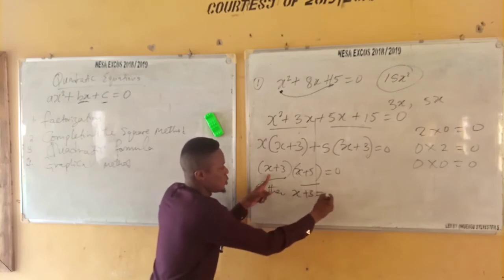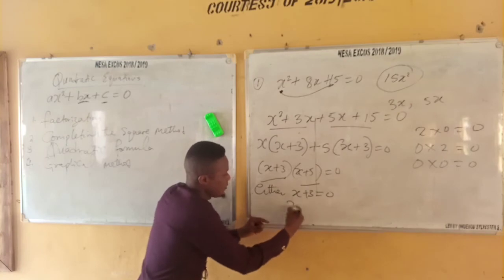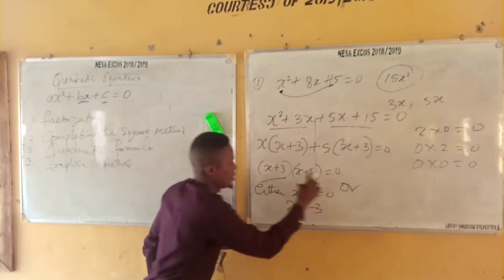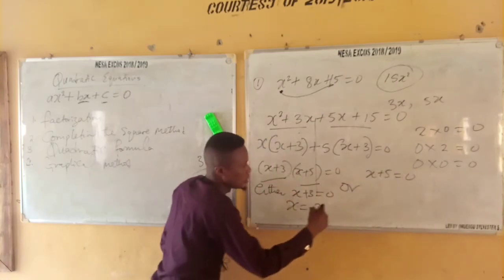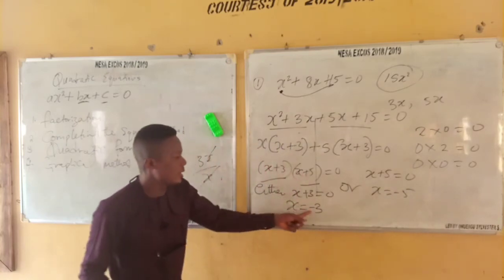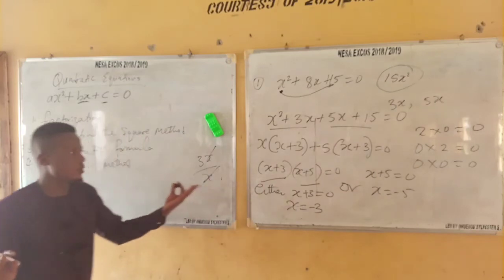So either x plus 3 is equal to what? 0. Plus 3 coming here becomes minus. Therefore, x is minus what? 3. Or x plus 5 is equal to what? 0. So x is what? Minus 5. Therefore, x is minus 3 or minus 5. That's just the answer to this particular one.